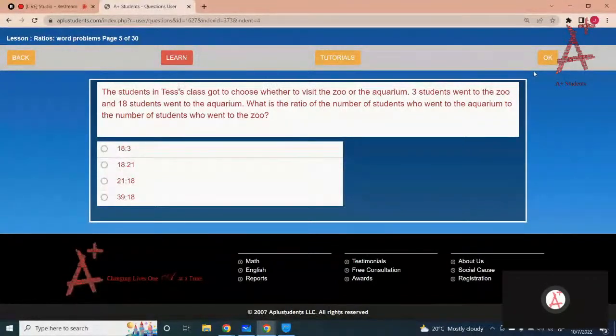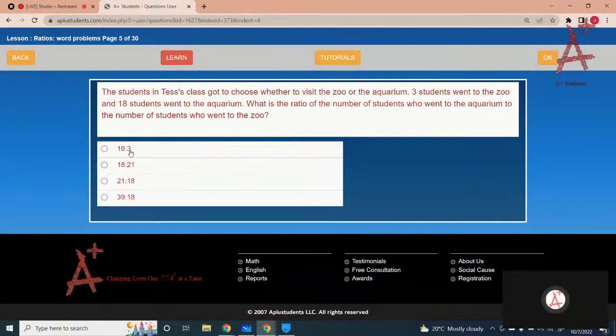Okay, the students in test class got to choose whether to visit the zoo or the aquarium. 3 students went to the zoo and 18 students went to the aquarium. What is the ratio of the number of students who went to the aquarium to the number of students who went to the zoo? So how many of them want to go to the zoo or the aquarium? 18 of them want to go to the aquarium. Got it? So it is 18 ratio 3.